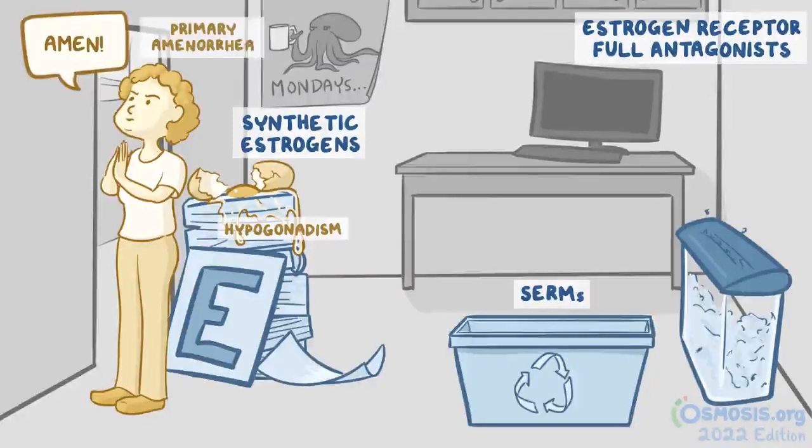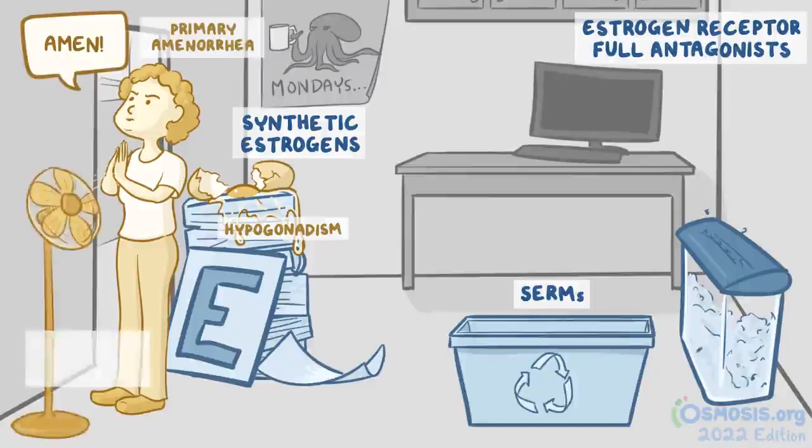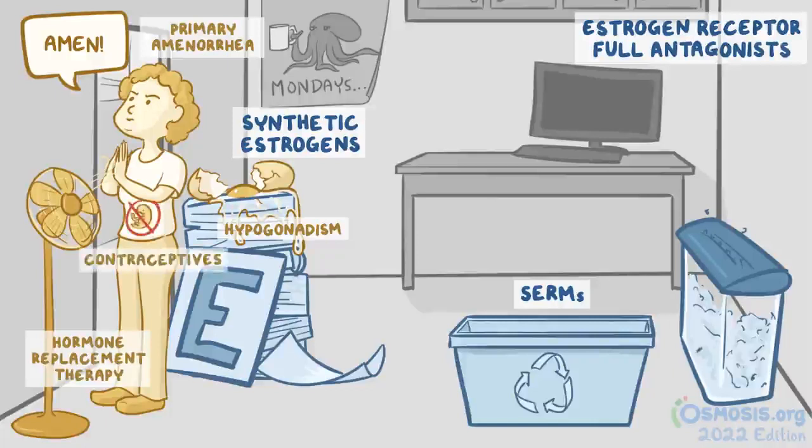She got a bit heated over the situation and is fanning herself to help you remember these drugs can be used for hormone replacement therapy. Finally, she's wearing a t-shirt with a baby on it that's crossed out to help you remember their use as contraceptives. For the SERMs, let's look at the recycling bin.